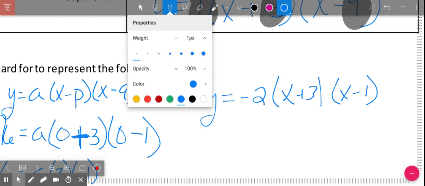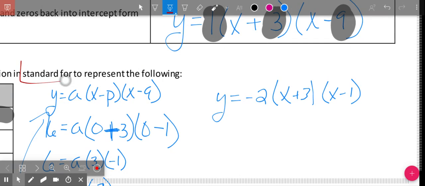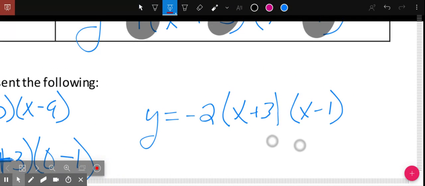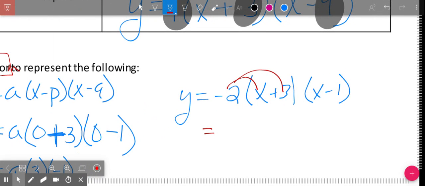Now, unfortunately, I can't stop there because my problem asks for standard form. Okay, so that means I still have to distribute this and simplify it. So I have to distribute that negative 2. Negative 2 times x will give me negative 2x. Negative 2 times 3 gives me minus 6. x minus 1.